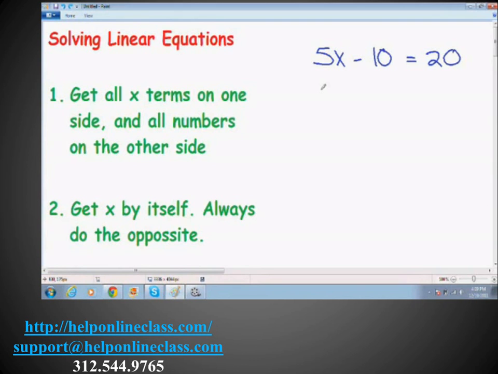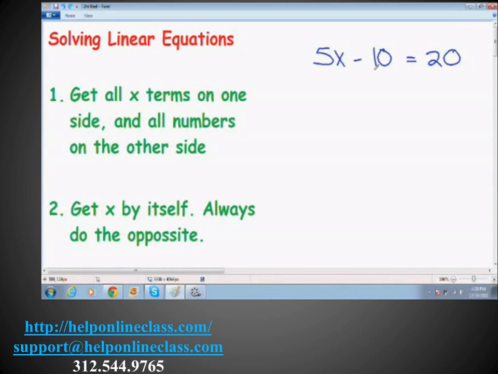and step number one is you want to get all the x terms on one side, and you want to get all the other terms on the other side. So we have a 5x term right here. We also have a negative 10 term, which is just a number, and we have a 20 term as well. So we want to keep the x on one side, and we want to get the numbers on the other side. And in order to do that, we always need to do the opposite.